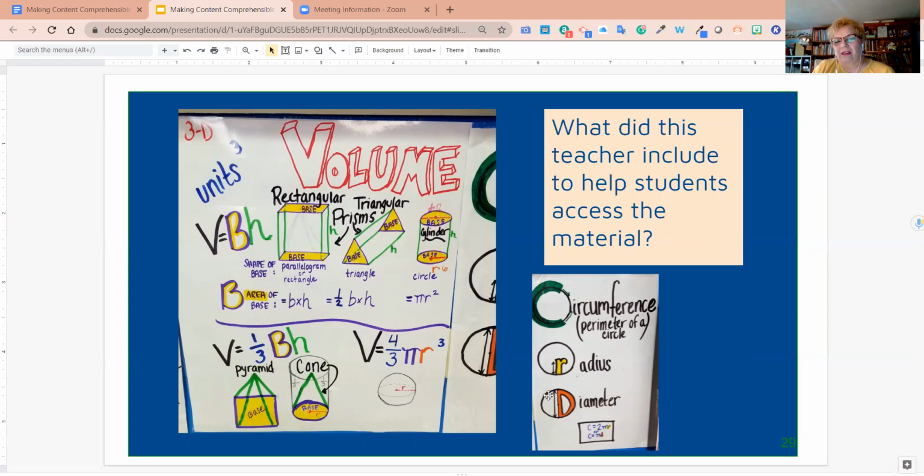And then also on this, talking about circles, she made the C go around the circumference of the circle. And the R for radius just comes up to the middle, and the diameter of the D goes all the way across the center to give them that association with the word and the picture. Very helpful.